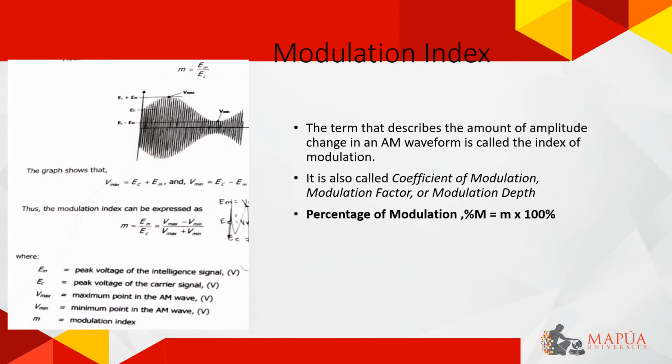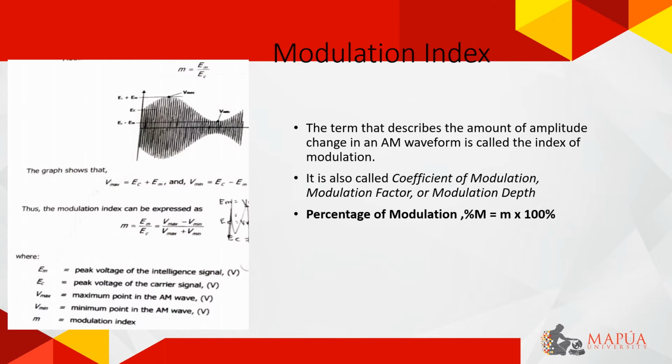Modulation index. In this slide, we see how the graph represents the Vmax and Vmin. The equation for Vmax is the peak voltage of the carrier signal plus the peak voltage of the intelligence signal. And the Vmin is the peak voltage of the carrier signal minus the peak voltage of the intelligence signal. Thus, the modulation index can be expressed as Em over Ec, or equals Vmax minus Vmin over Vmax plus Vmin.